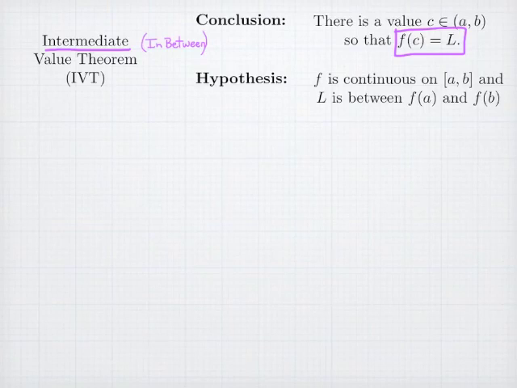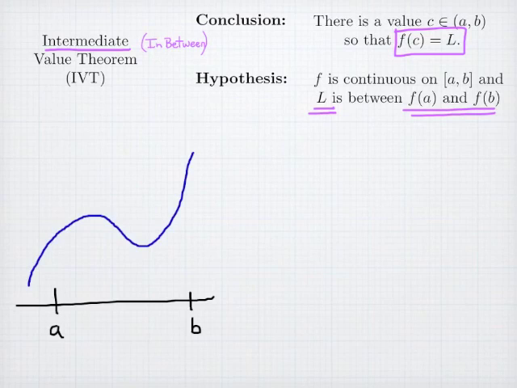The hypotheses give us an idea of what type of point we're looking for. The key is we're looking for a point that has a y value of L that's somewhere in between the value of the function at the endpoints. To illustrate this theorem, I've graphed a function with an interval from a to b. Notice that my function that I've drawn is continuous on that interval. That's one of the hypotheses. My function is continuous on the interval from a to b.